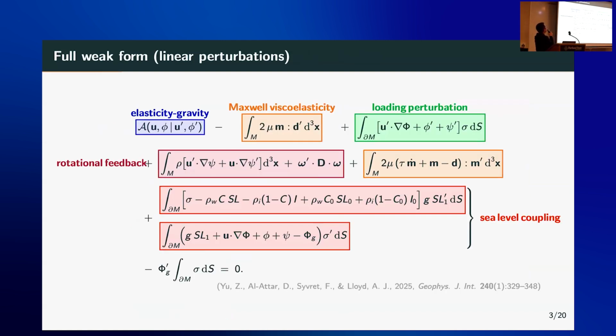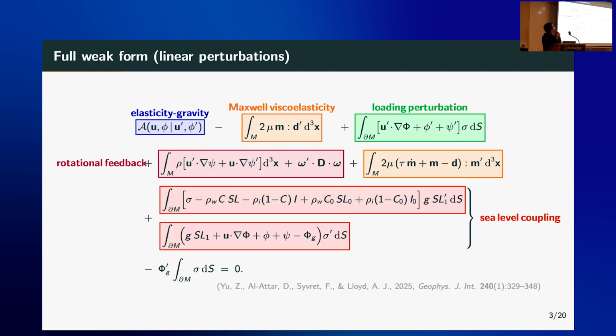Let's have a look at the full weak form we're dealing with. This is a weak form for a global GIA model, but sometimes people work on local regions and the problem can be simplified. But we are focusing on a 3D GIA model. Apart from the elasticity-gravity coupling, we also have Maxwell viscoelasticity. This is for the mantle, which we know will have some creeping motions over long periods, paleo timescales. So it's usually modeled as a Maxwell solid.